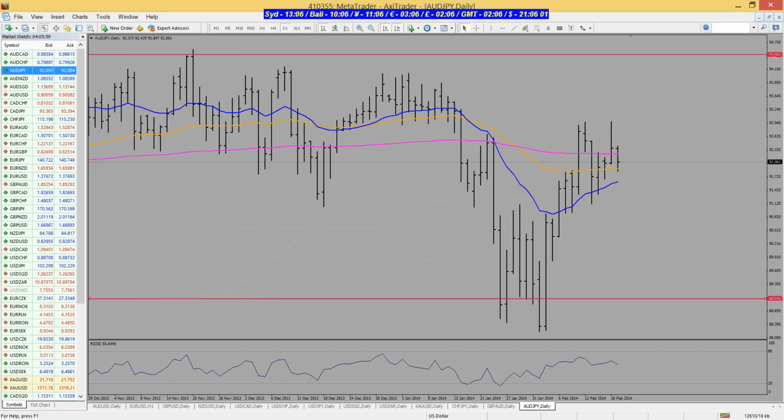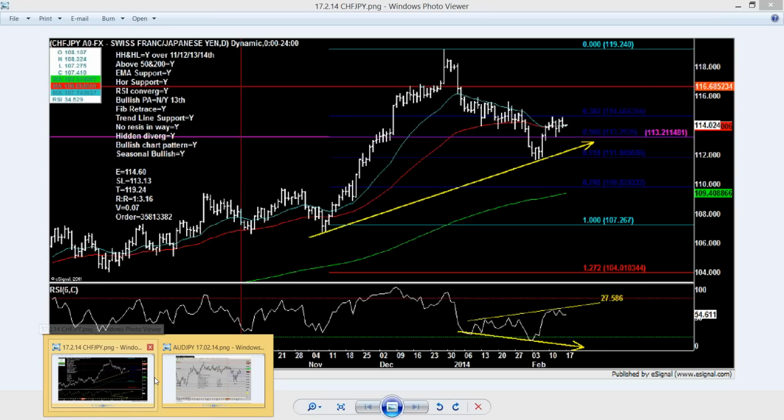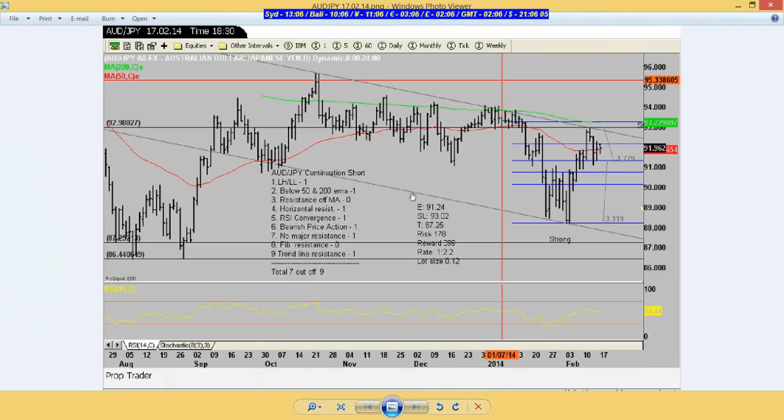However, going back to your analysis, which is this one. Continuation short, you're getting lower highs, lower lows. This is true. Below the moving averages, that's true. Resistance, RSI convergence, yeah. Bearish price action.